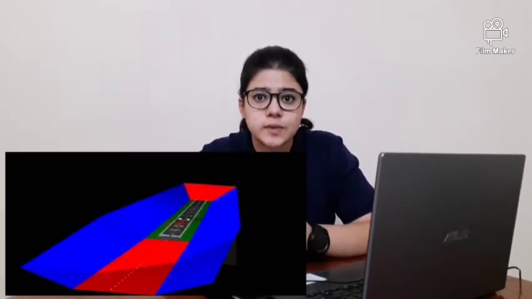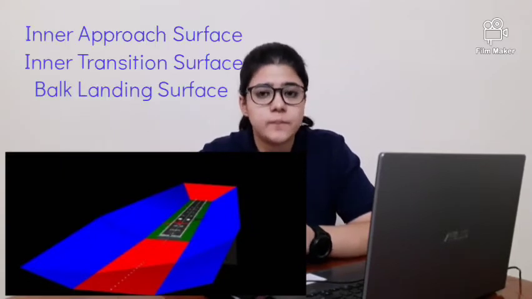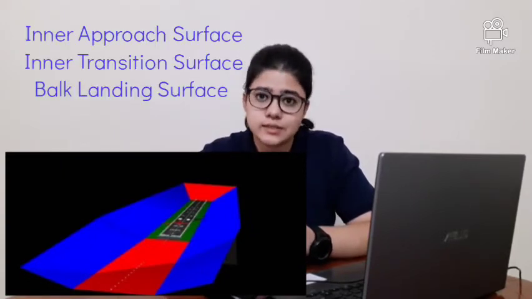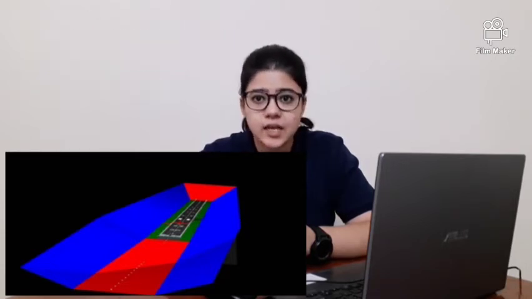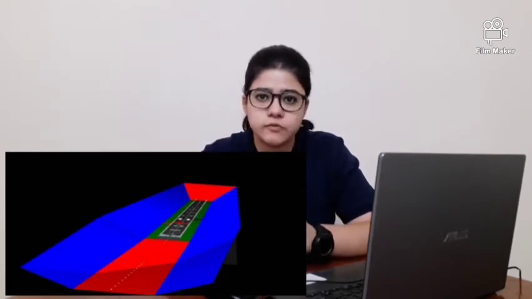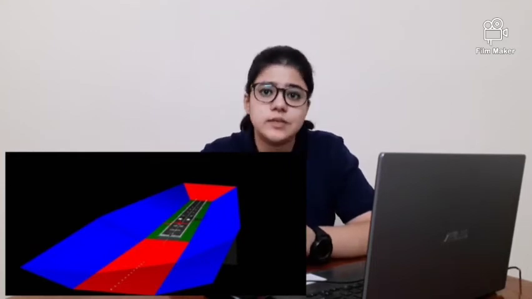Now we will be understanding what obstacle-free zone is. It is the airspace bounded by the inner approach surface, the inner transitional surface and the balked landing surface, and the area of the strip bounded by these surfaces, which is not penetrated by any fixed object other than an object of low mass and frangible object.